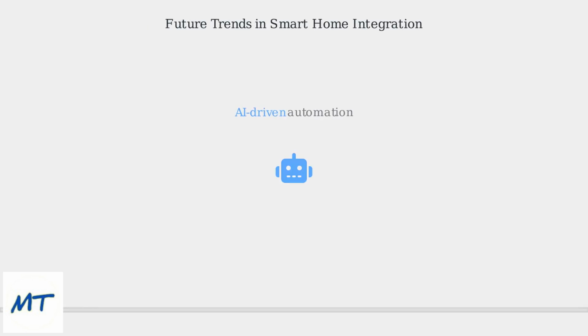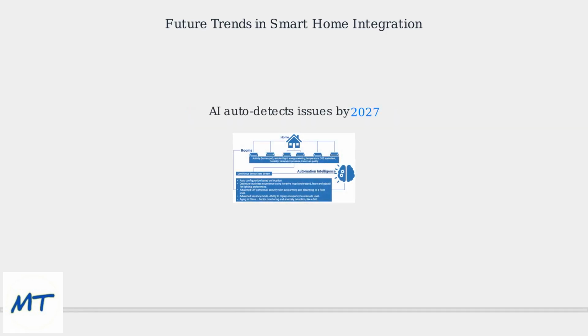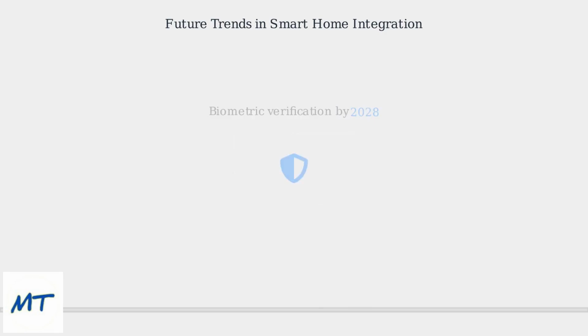The future of smart home integration looks promising, with trends pointing towards AI-driven automation and seamless cross-platform syncing. Standards like Matter are reducing the need for manual fixes by enabling better interoperability. AI assistants are predicted to auto-detect and fix sync issues by 2027, making troubleshooting much easier. Look for biometric verification by 2028 for increased security in smart home setups. Staying informed about these trends can help you proactively manage your smart home setup.